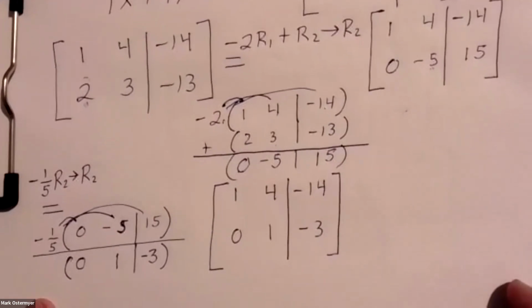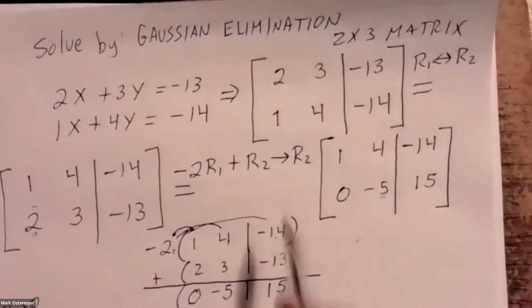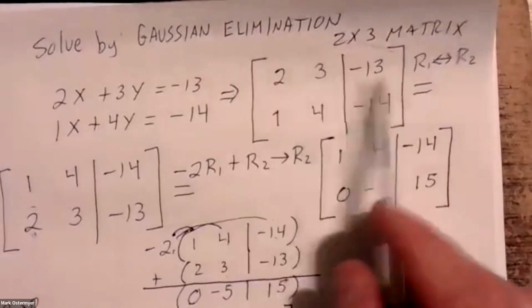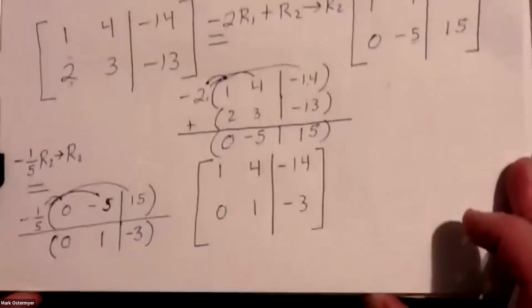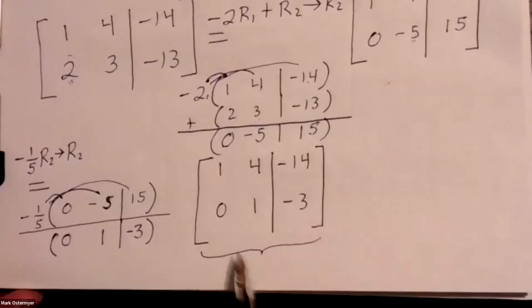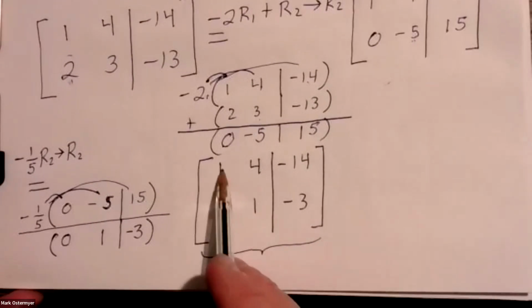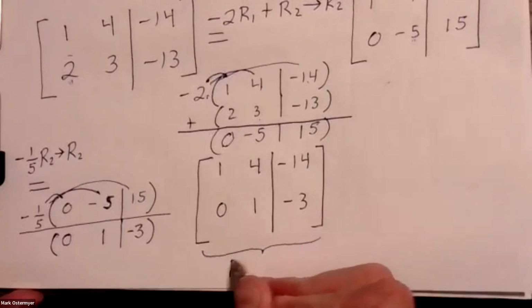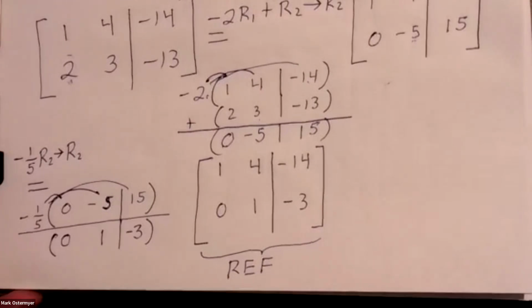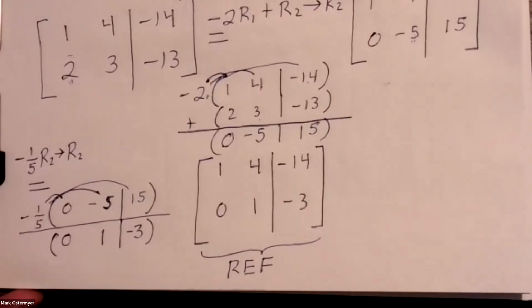All right, ladies and gentlemen, what have we accomplished? We started with our 2x3 augmented matrix that represented our system of 2 linear equations, 2 unknowns, performed elementary row operations, and got it into what form? What form is this matrix in? Anybody? What form is this? That's called row echelon form. Everybody see that there?